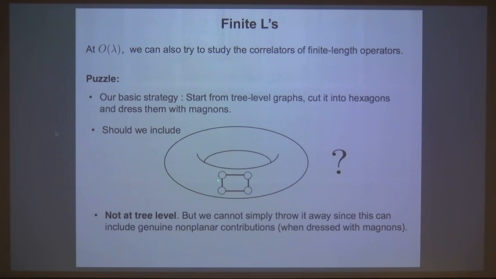So this is a planar diagram. However, the problem is that we cannot simply throw this diagram away, because after dressing it with magnon excitations, it might contain genuinely non-planar contributions. Essentially, dressing this diagram with magnons corresponds to adding some gluon propagators. And what I'm saying is that even if the tree-level graph is this, if you start adding gluon propagators, then it might become a non-planar diagram. So the question is how to really get the correct answer without discarding necessary contributions.